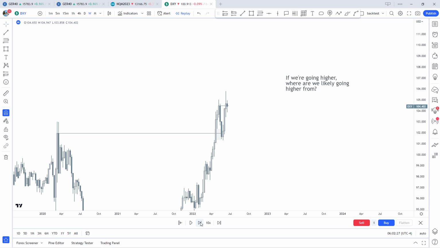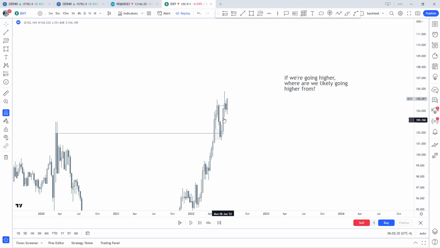We come back, we retrace into the order block. We even have a little fair value gap, but again, what's our first line of defense? This order block, this open of the order block is our first line of defense. Now, can we expect a retracement into this fair value gap?